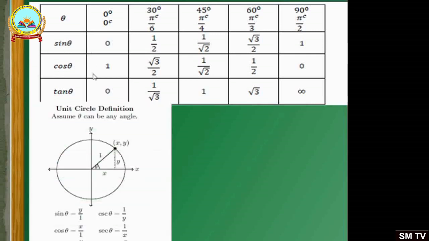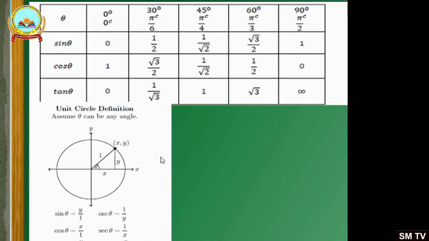Next, the actual definitions using the unit circle. X and Y coordinates. X is represented by abscissa or X coordinate. Y is represented by ordinate or Y coordinate. Sine theta is always equal to the ordinate Y. Cos theta is always equal to the X coordinate. Tan theta is the Y coordinate divided by the X coordinate. Cosecant theta is the reciprocal of the y coordinate, secant theta is the reciprocal of the x coordinate, cot theta is the ratio of x and y coordinates.